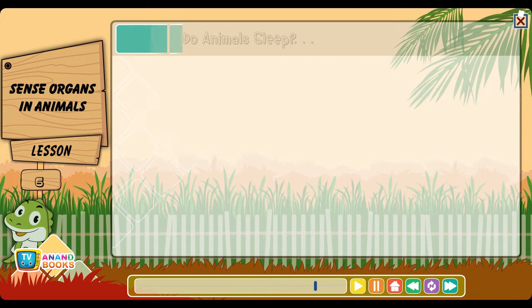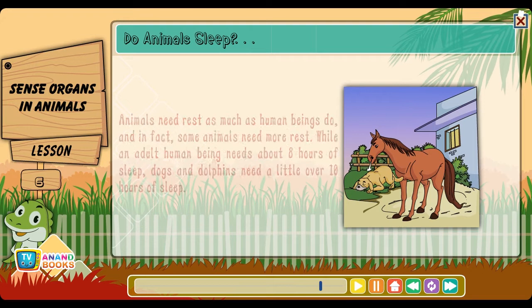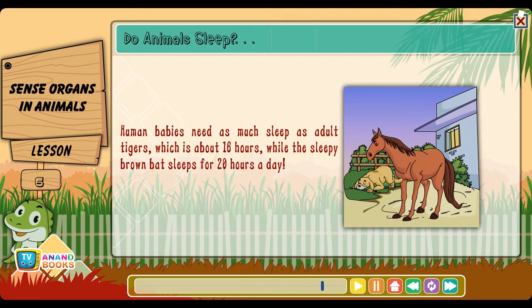Do animals sleep? Animals need rest as much as human beings do, and in fact, some animals need more rest. While an adult human being needs about 8 hours of sleep, dogs and dolphins need a little over 10 hours of sleep. Human babies need as much sleep as adult tigers, which is about 16 hours, while the sleepy brown bat sleeps for 20 hours a day.